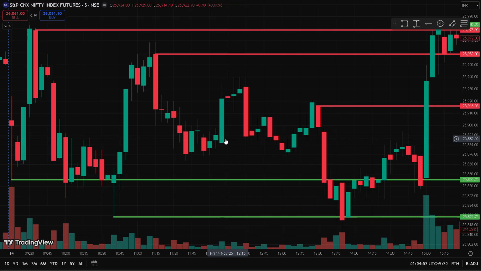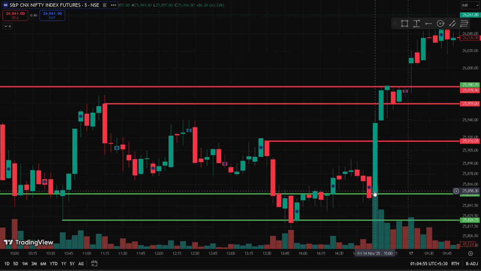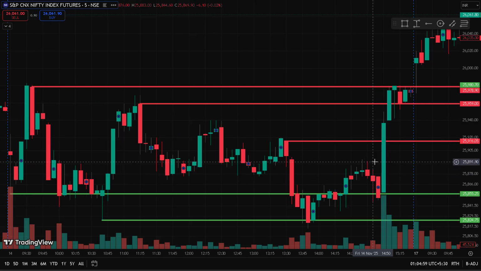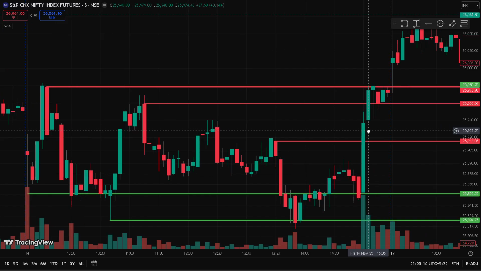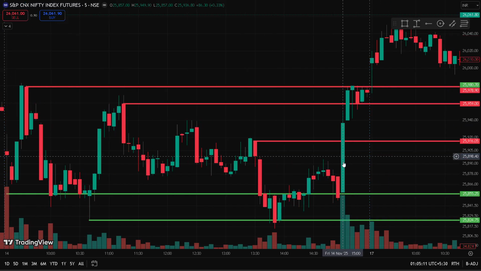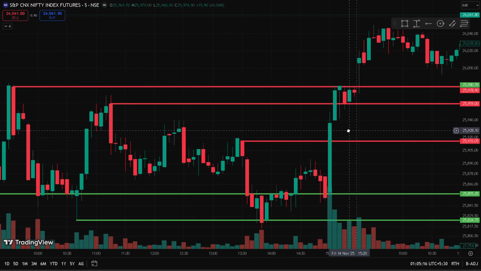Here, what we can see, there was a good amount of volume in this bar. As the market was sideways, having volume in this particular elephant bar or Marubozu bar indicates that buyers are strong. Buyers are strong at this level.